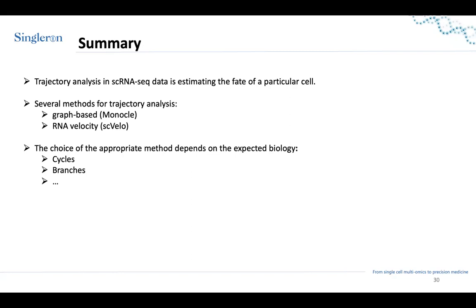Or if you expect to have branches only, then Monocle would be suitable, as well as other methods.